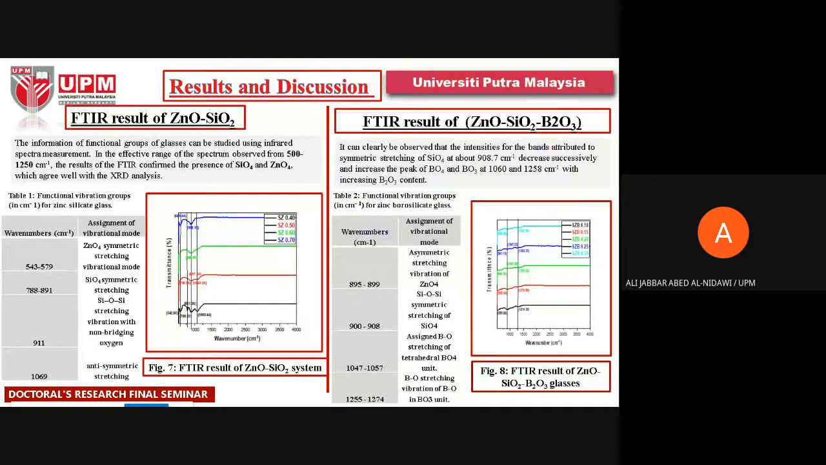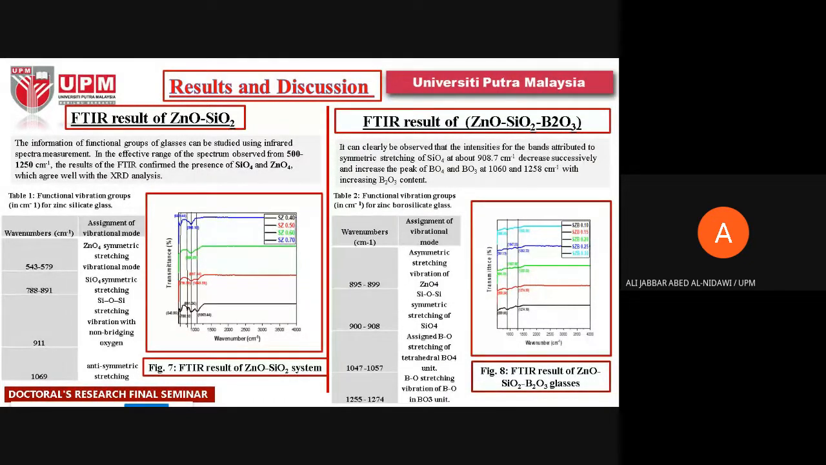And for the FTIR result for the zinc borosilicate glasses, it can be clearly observed that the intensity of the band attributed to the symmetric stretching of SiO4 at about 908.7 centimeter minus 1 decreases successively, and the peaks of BO4 and BO3 at 1060 and 1258 centimeter minus 1 increase with increasing boron oxide.